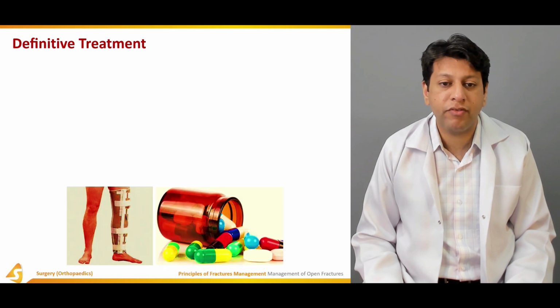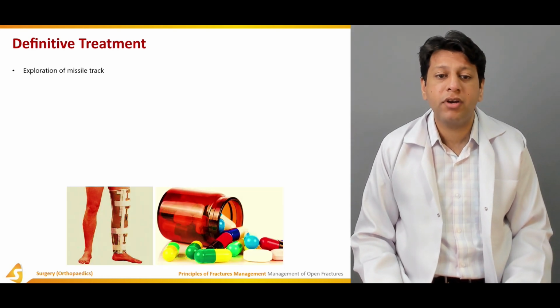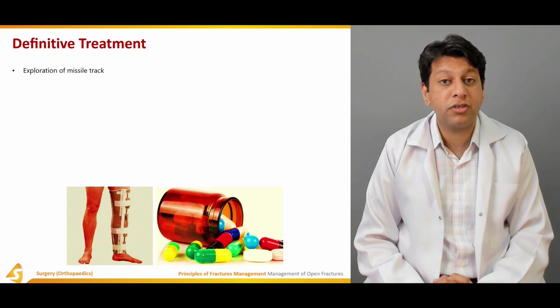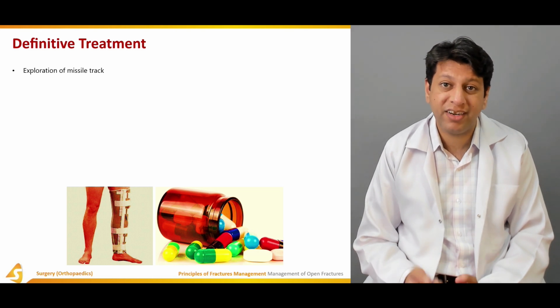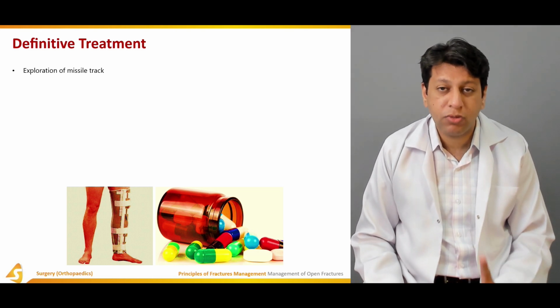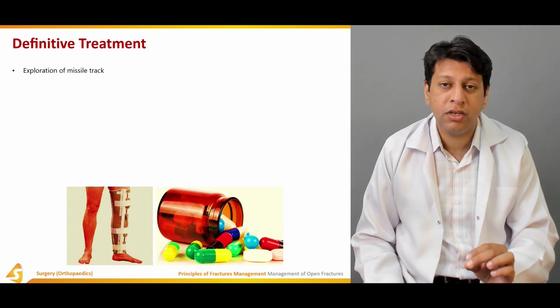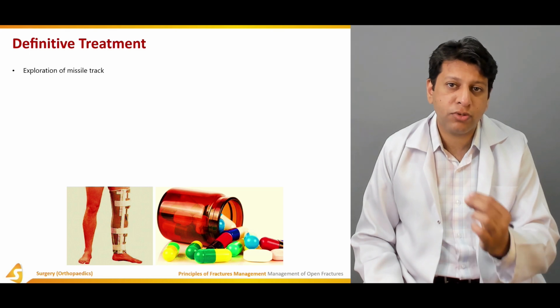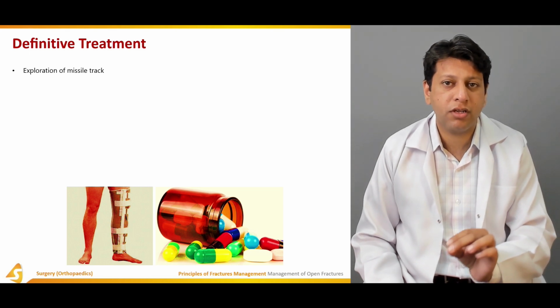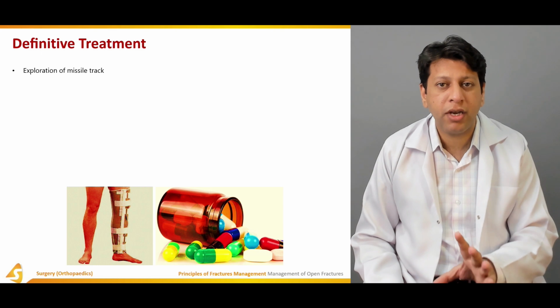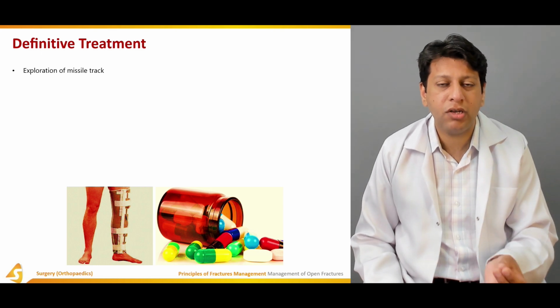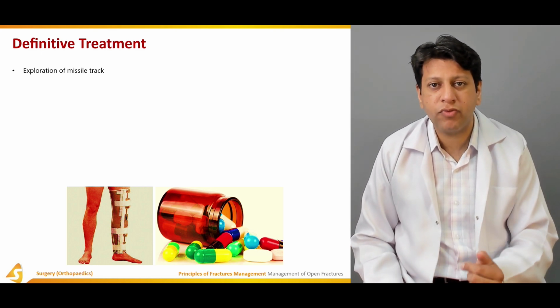Then coming to the definitive treatment. The definitive treatment is actually exploration of the missile tract. We have to make sure that all the dead and devitalized tissue is removed. But there is one problem over here. Suppose the bullet has lodged somewhere near the joint, but is not penetrating the joint, then we do not need to take out the bullet or piece of the bullet.